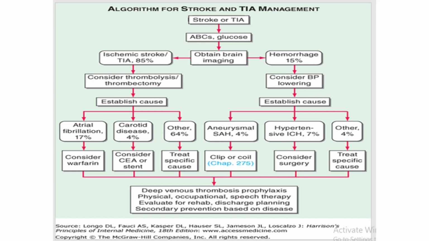If the patient has a history of drug intake like amphetamine or cocaine, or a bleeding disorder, it can be due to subarachnoid hemorrhage. And if there is a history of trauma, it can also be due to subarachnoid hemorrhage.